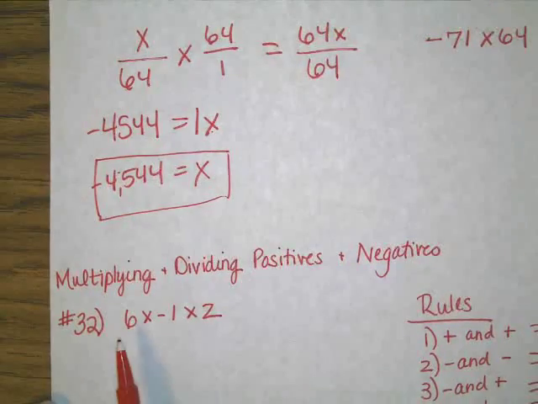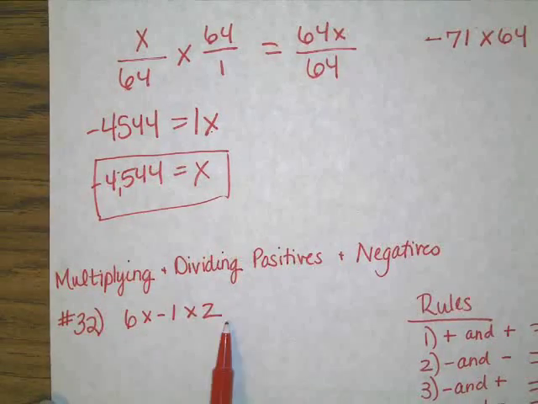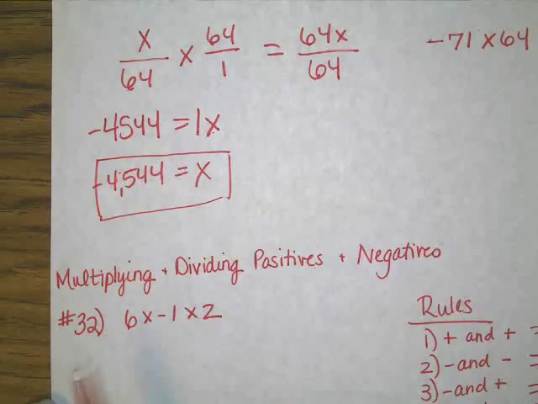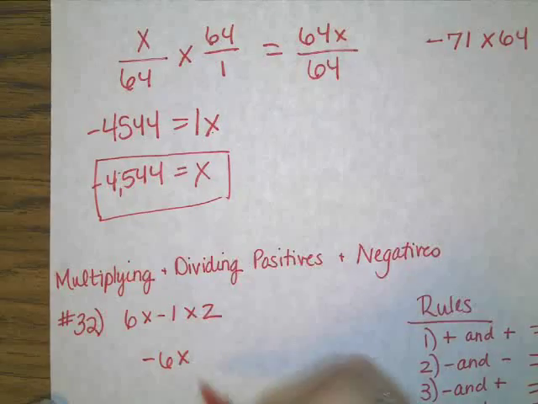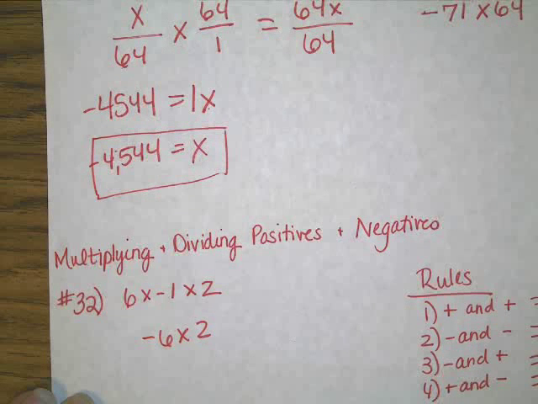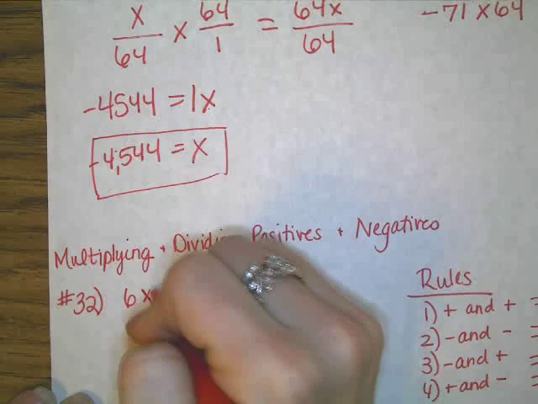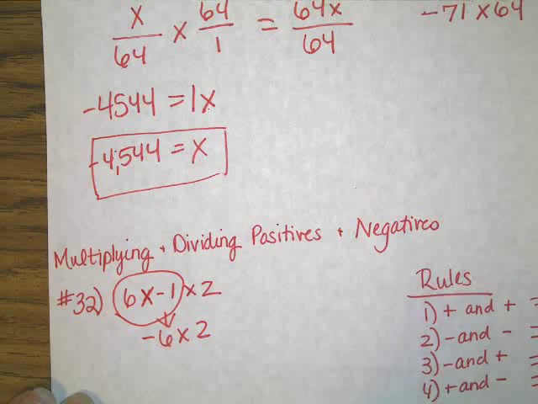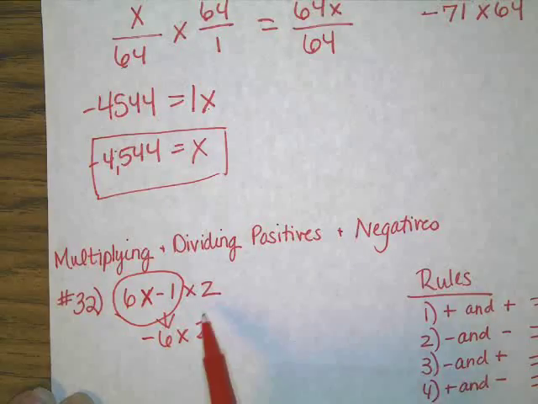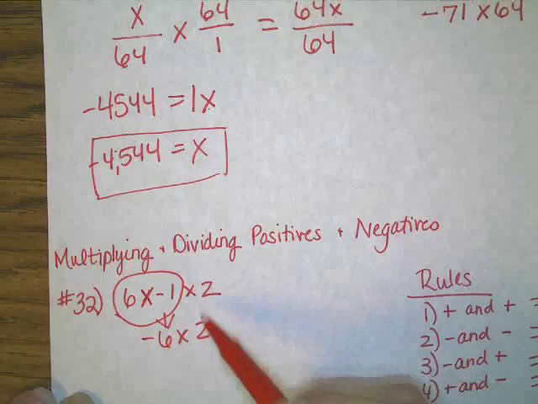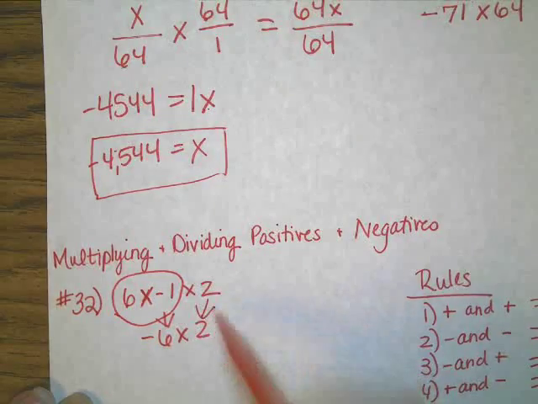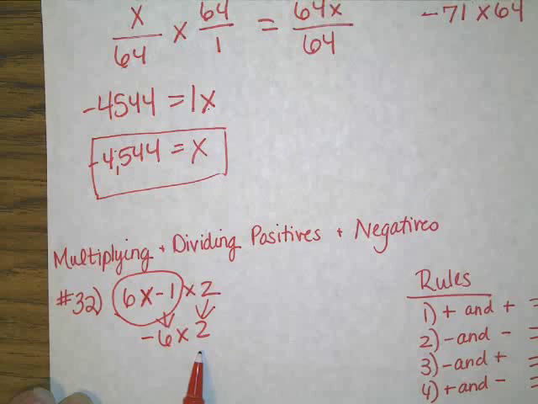So in this problem we have number 32, 6 times negative 1 times 2. So in your calculator or in your mind, 6 times negative 1 is negative 6. Negative 6 times 2 is negative 12. What did you get? Negative 2? I didn't get a negative 2. I have 6 times negative 1, negative 6, then I take my 2 and bring it down. Negative 6 times 2 is negative 12.